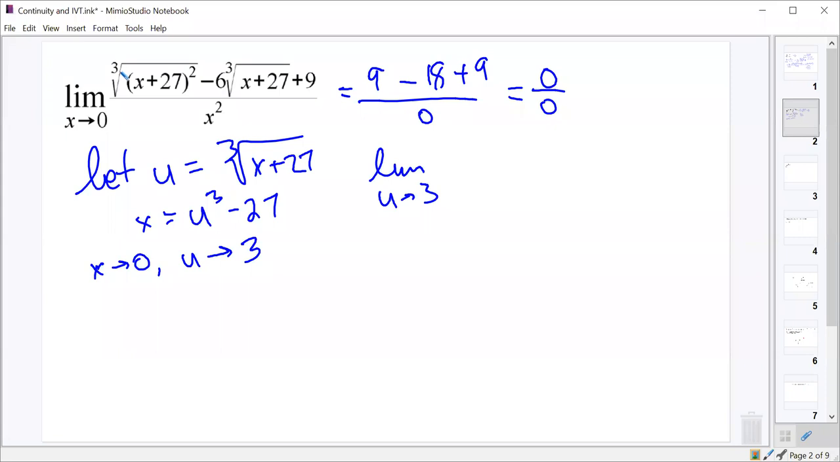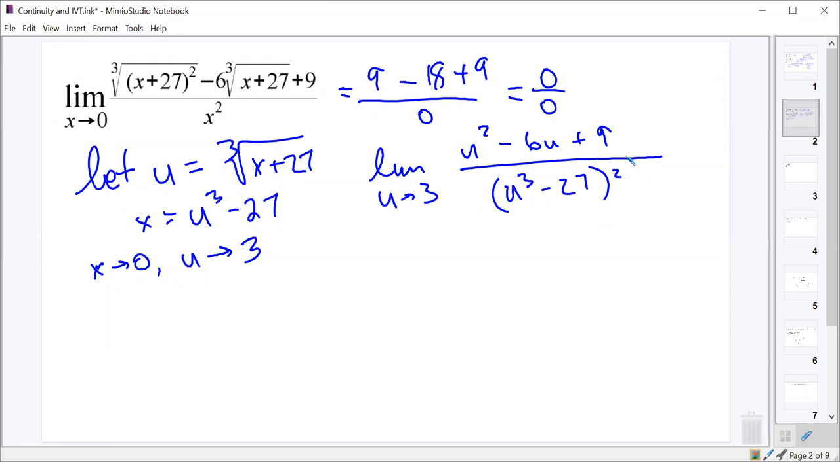So we can rewrite this whole thing as the limit as u approaches 3. And we're getting rid of just the cube root of x plus 27 here. So that first term in the numerator becomes u squared. And then minus 6u plus 9. And then down here we got x squared, or u cubed minus 27 squared. Everybody good with that so far?